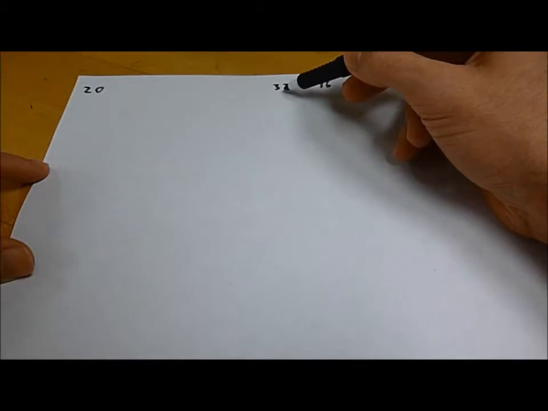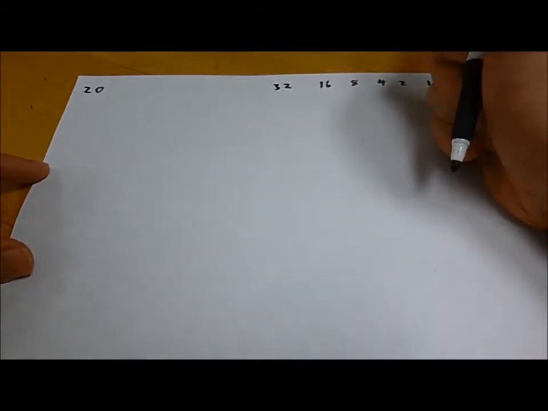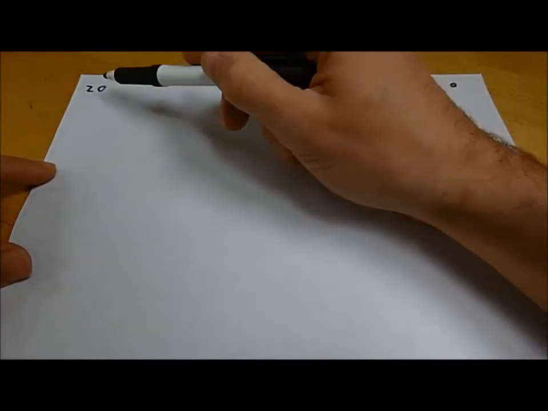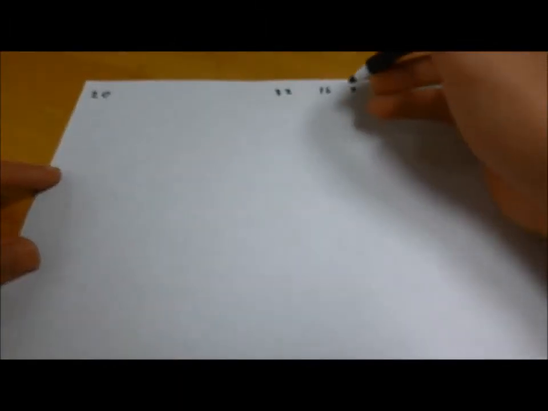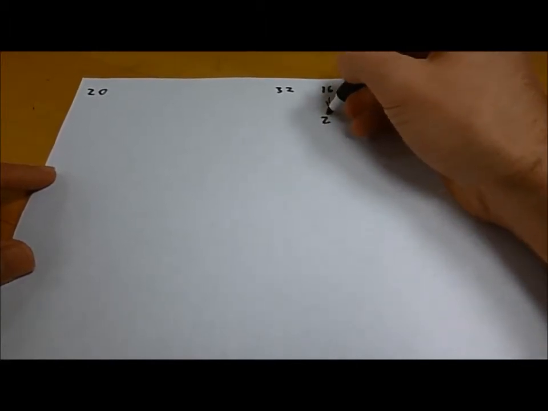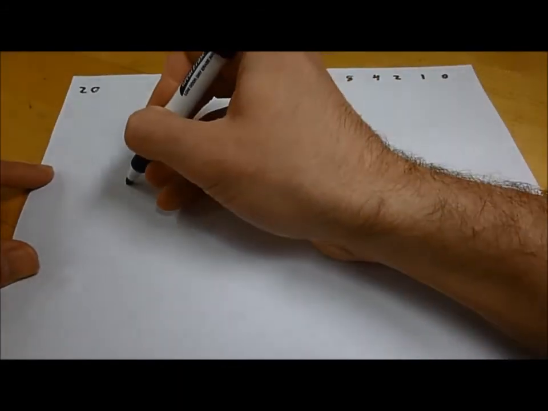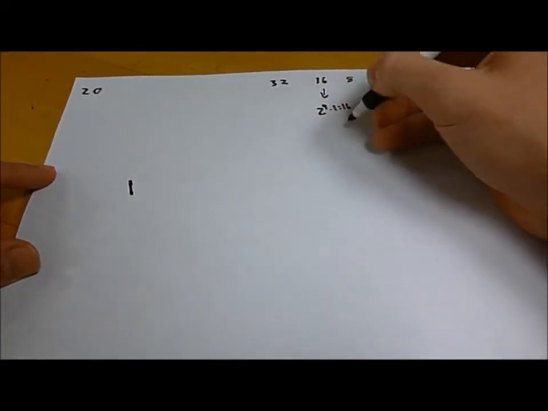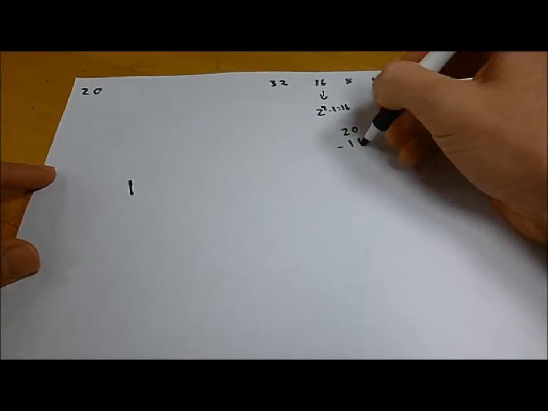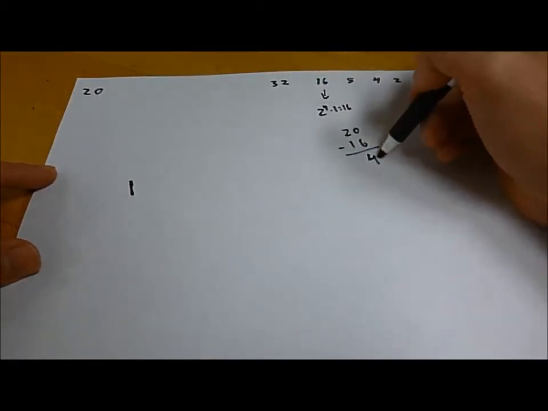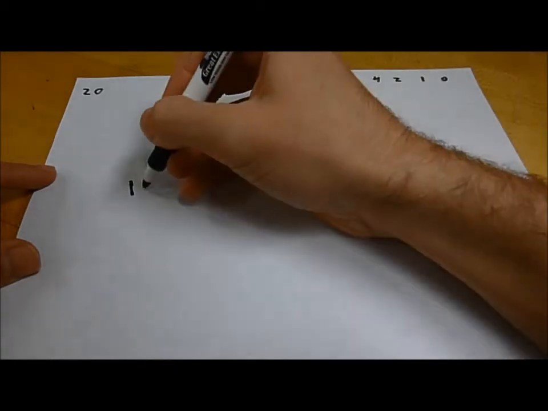32 is greater than 20, so we can't use that because then when we subtract it, we'd have a negative number, and we are not going to express our number as negative, and that would just be very confusing. So 16 can fit into 20. So 2 to the 4 times 1 is equal to 16. So in that spot, we'll put a 1, and then we will subtract 16 from 20, and we'll be left with 4. Now, we can't fit 8 into 4, so we put a 0.